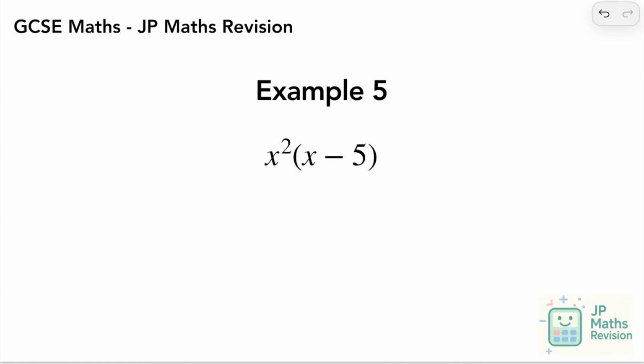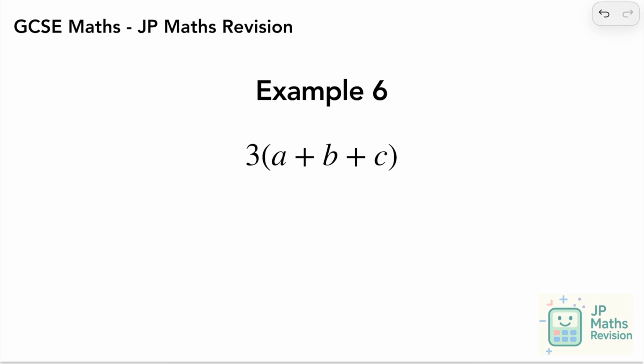So here's another example. We have an x squared term outside the bracket. So we're going to do x squared times x. So x squared times x, that's actually x cubed. And then x squared times minus 5 is minus 5x squared. So this one is x cubed minus 5x squared.